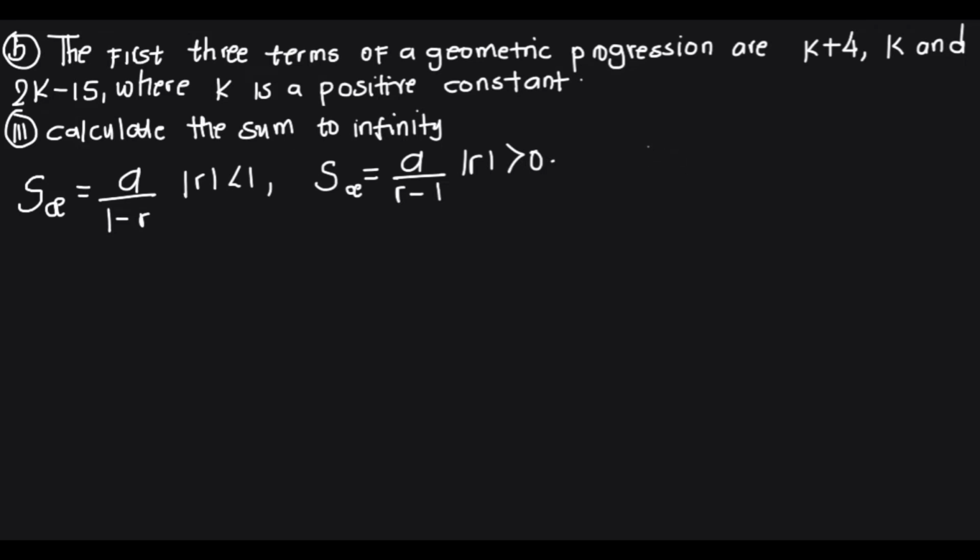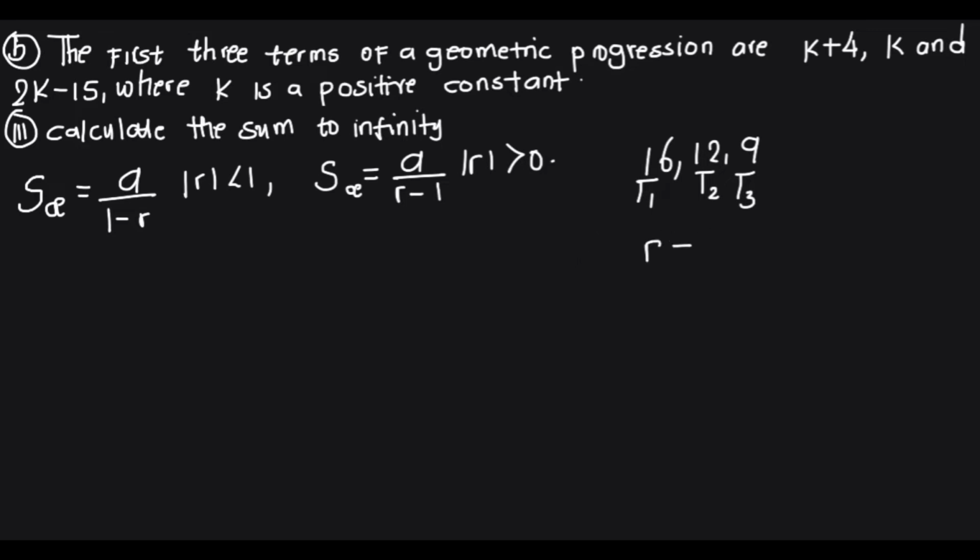We said term number 1 was 16, then term number 2 was 12, then we had the 9. So this is our first term, then we have our second term, we have our third term. So we can now first find the common ratio. Then from there we'll see the formula that we can use from the two.